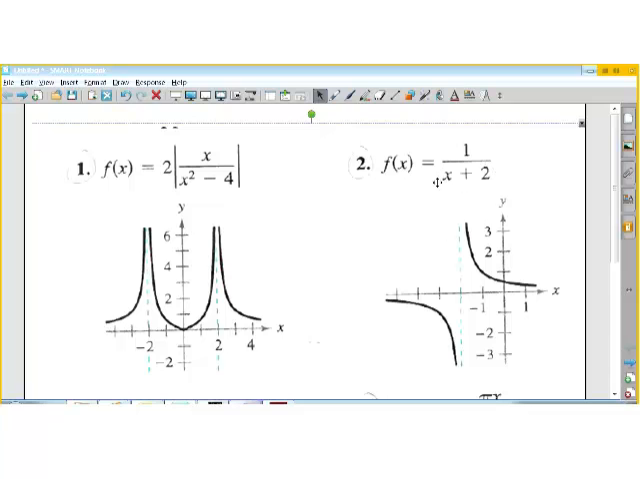Number 2, that's just a simple reciprocal function that's offset by 2 units in the x direction. So we have a vertical asymptote when this goes to 0, which is -2. So again, from the left, you go down to negative infinity, and from the right, you go up to positive infinity.